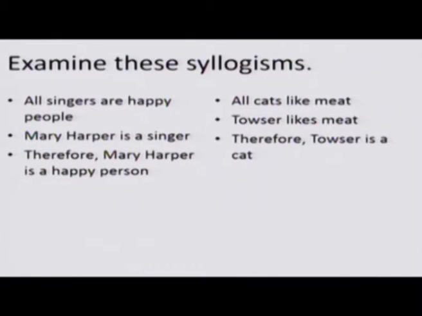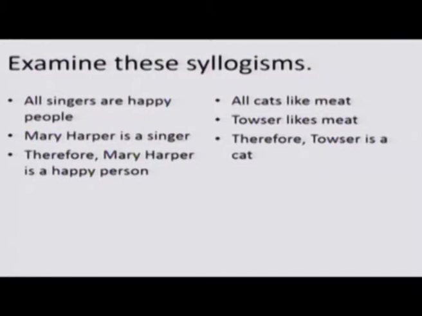So, let us look at some syllogisms and see if the conclusion reached is logical and valid. The first example: all singers are happy people. Mary Harper is a singer, therefore, Mary Harper is a happy person. So, let us look at the major premise. It says all singers are happy. So, like you draw 2 circles, one representing singers, the other representing happy people. So, there is complete absolute overlap. So, all singers are happy people.